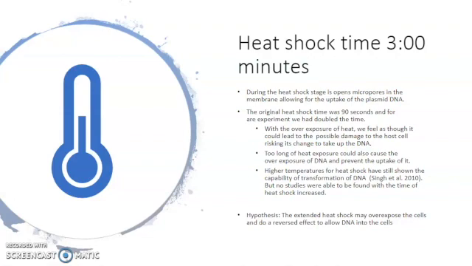Our hypothesis is the extended heat shock may overexpose the cell and do the reverse effect to allow DNA into the cell.